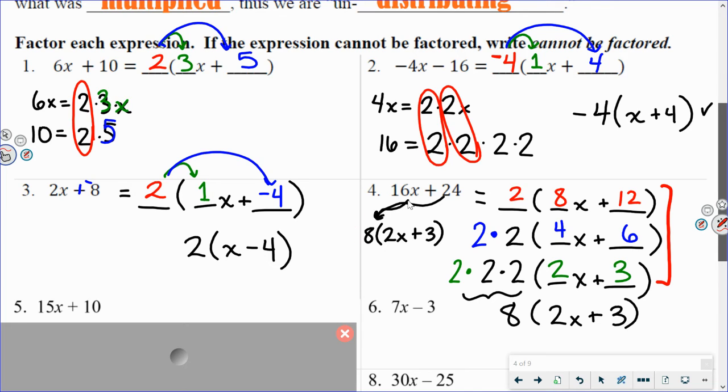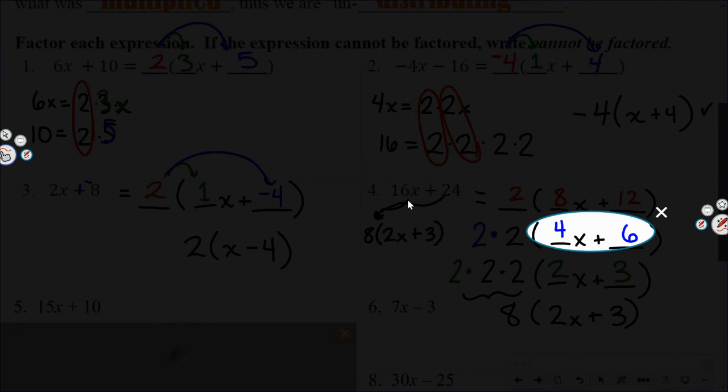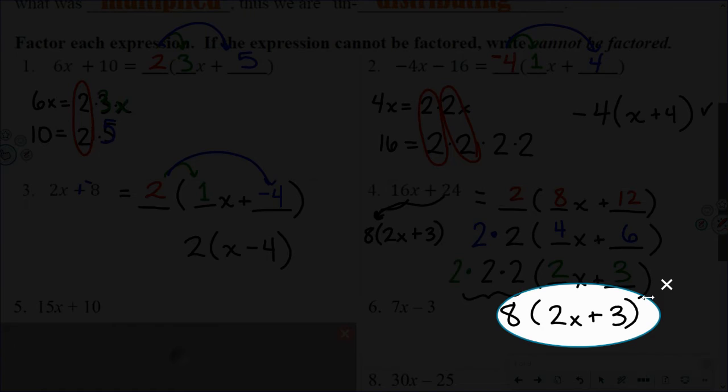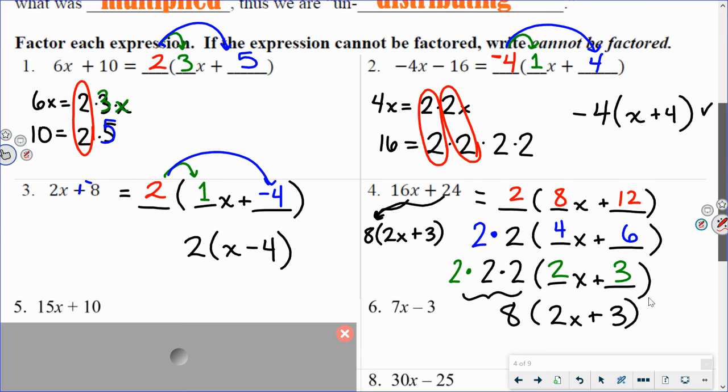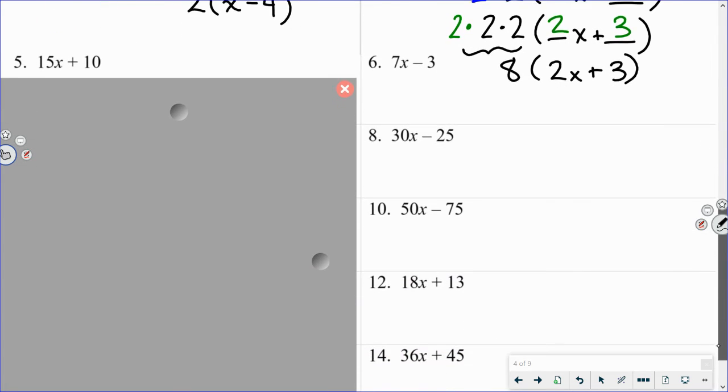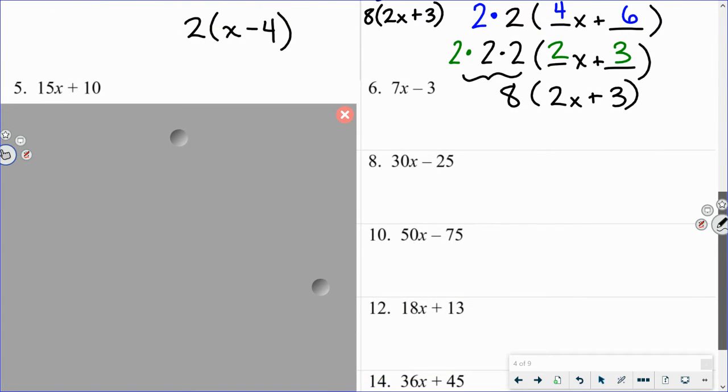Now again, my hint was always check what's in parentheses and ask yourself, are there any more common factors other than 1? Are there any other common factors that can be pulled out? And finally, when you get to the end, you'll notice that nothing can be pulled out of both 2x and 3. All right. At this time, if you would like to pause your video, go ahead and do the rest of the evens on this first page. Come on back when you are ready.